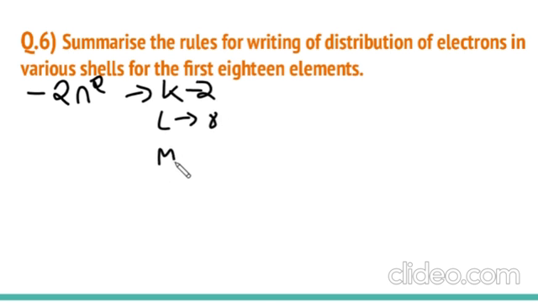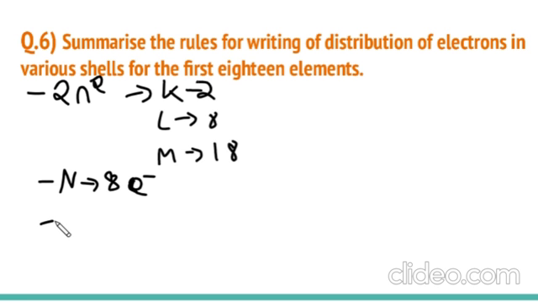For the third orbit M it will be 18, and so on. And the second rule is that the outermost orbit, the last orbit N, can only hold a maximum of 8 electrons.